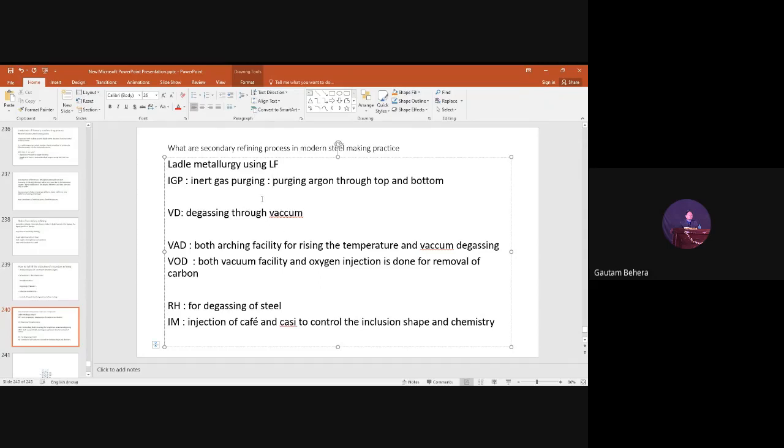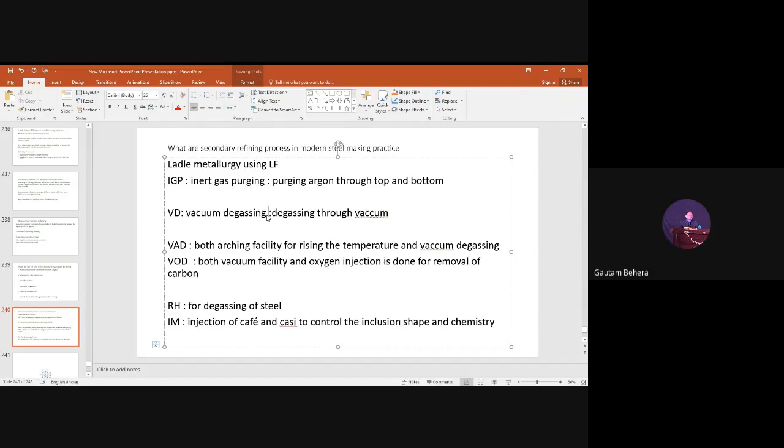Then VD, vacuum degassing actually. This process is called vacuum degassing. It means we will degas, we will remove the dissolved gases like nitrogen and hydrogen from the liquid steel in secondary steel making by applying vacuum, right?